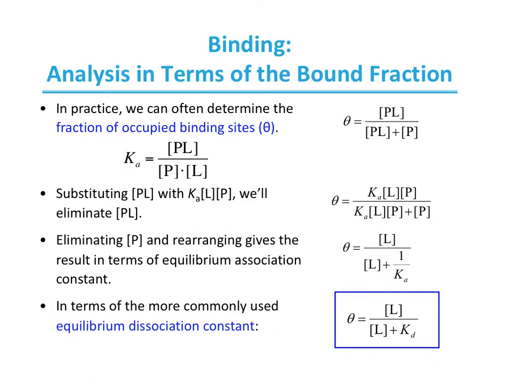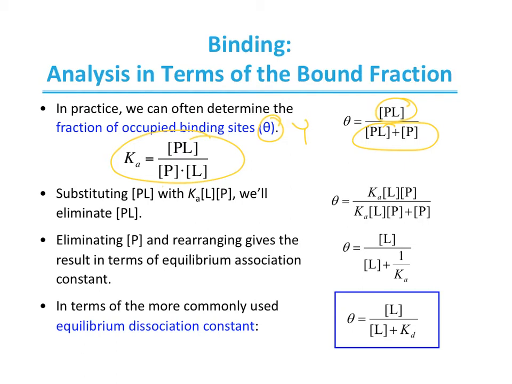Now in practice, we often determine the fraction of binding sites, which we sometimes denote as theta or as Y. And we can define those as the amount of ligand bound to the protein divided by the total of ligand bound to the protein plus unbound protein. Now remember, we have this Ka expression.